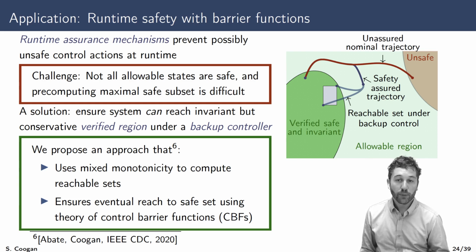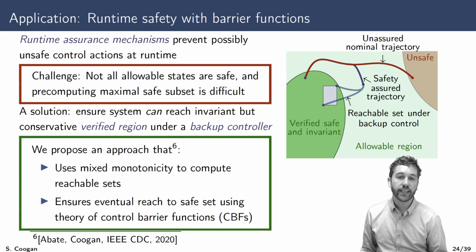So the appropriate control theoretic solution to this is to compute a subset of the allowable set that can in fact be guaranteed safe. Ideally, one would want to find the largest such set, and this set is sometimes called the viability kernel for the system. But in general, pre-computing such sets can be computationally challenging for many of the same reasons that computing exact reachable sets is challenging. So a solution that we consider is to instead ensure that the system is able to reach an a priori verified region that is in fact robustly invariant with respect to some backup controller.